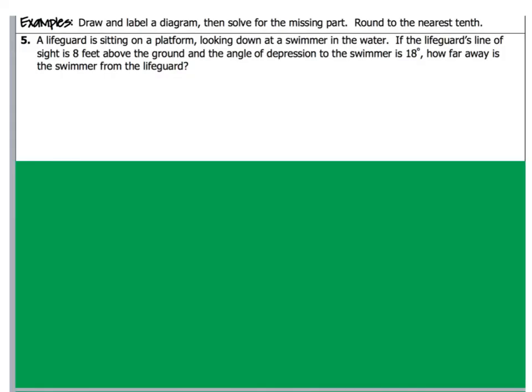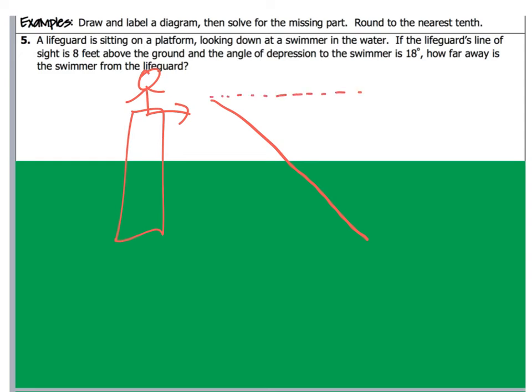Okay, so a lifeguard is sitting on a platform. So here we go. Here's the lifeguard. He's looking down at a swimmer in the water. So, bam. If the lifeguard's line of sight is 8 feet above the ground and the angle of depression to the swimmer is 18 degrees. Actually, here we go. This is 18 degrees here. So we can make a triangle here, or we can make a triangle out here. It doesn't matter. They both will give us the same answer.